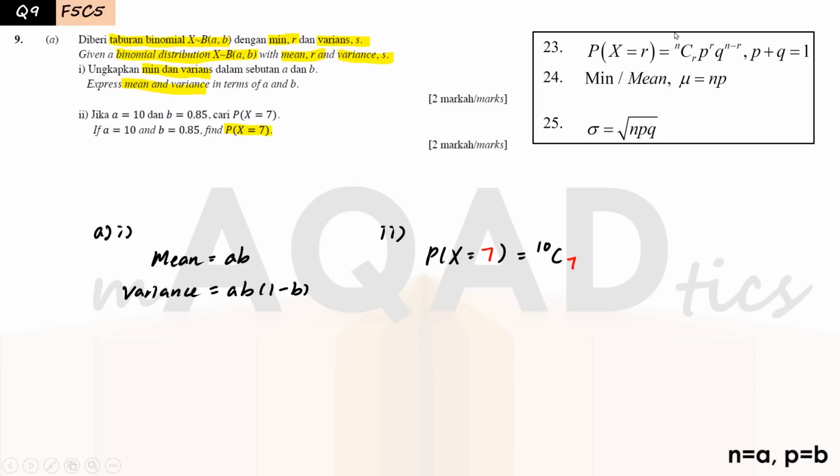And p here would be the value of B, which is 0.85, and the power would be r, which is 7, and then the probability of failure, which is q. To find this, I'm going to use 1 minus 0.85, and the power here will be n minus r, so it's 10 minus 7. Once we put this into the calculator, we get the probability, which is 0.1298.